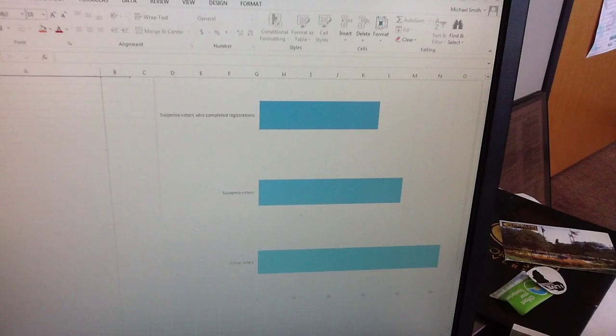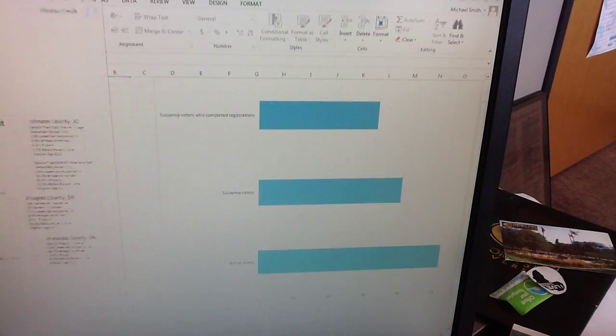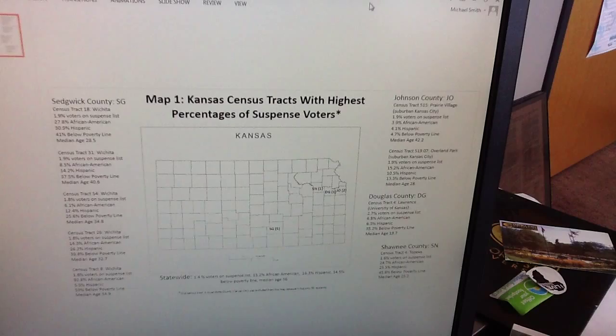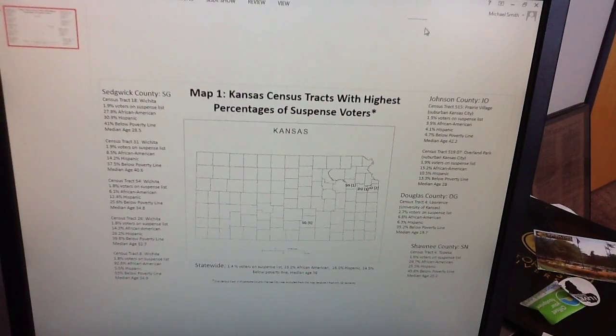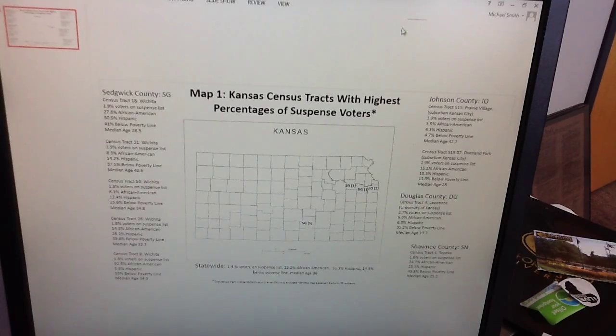The next project we did is one that gave us a little bit more complicated graphic here. I'd like to show it to you. It is the census tracts which have the highest percentages of suspense voters. Where do the suspense voters live? Well, statewide, again, it's about 1.4% of voters on the suspense voter list. But what about the census tracts that have the highest percentages of suspense voters?